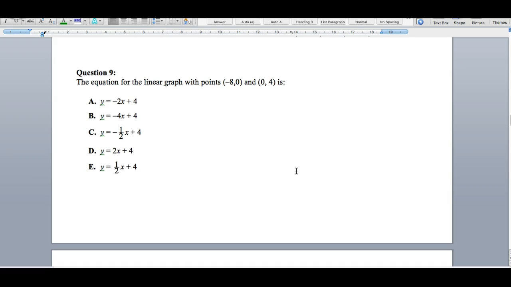All right, question 9, the equation for the linear graph with the points (-8, 0) and (0, 4) is... okay, so first of all, I can see that the y-intercept here is at 4. So you want +4 on your equation, and they're all +4. So we can't eliminate anything, which is unfortunate.